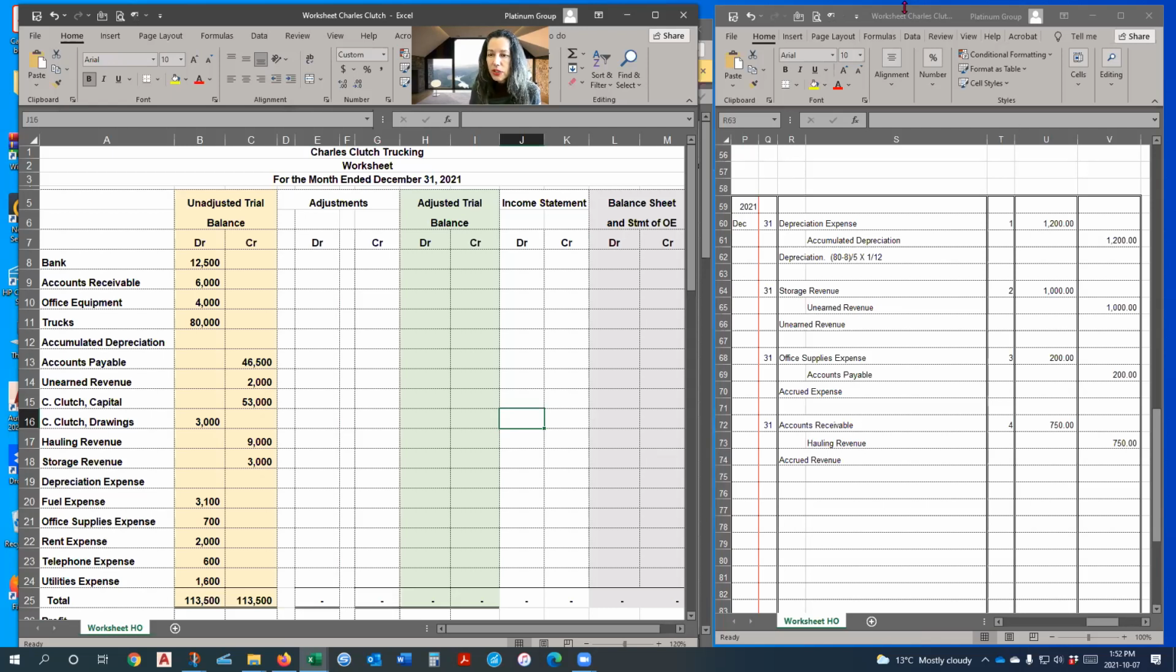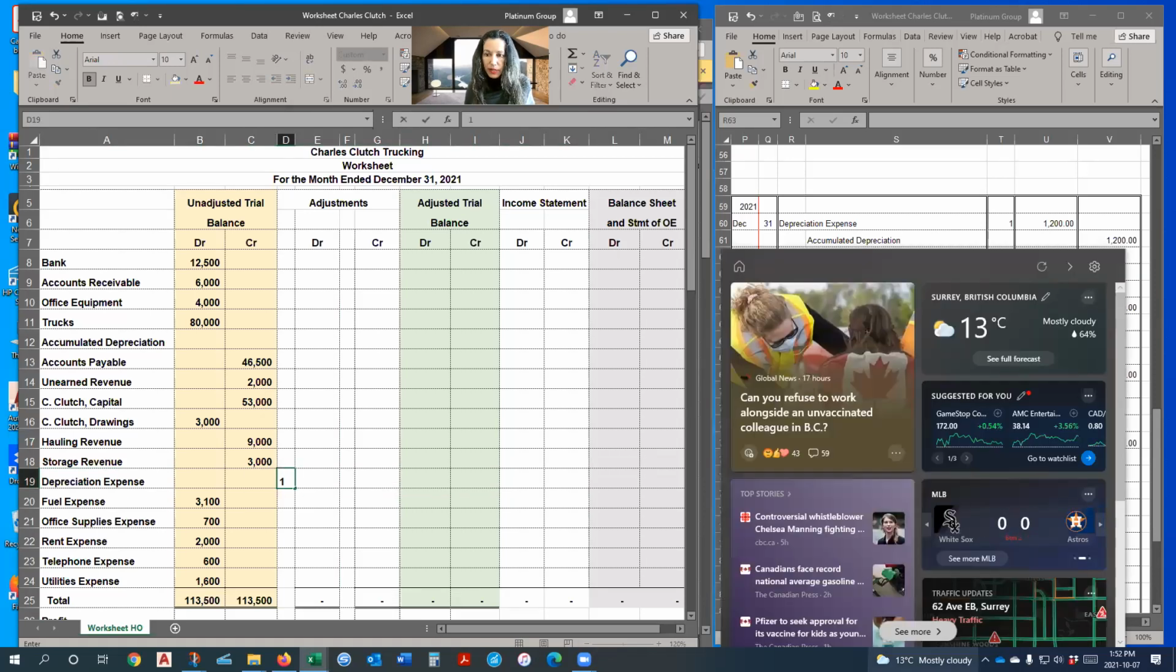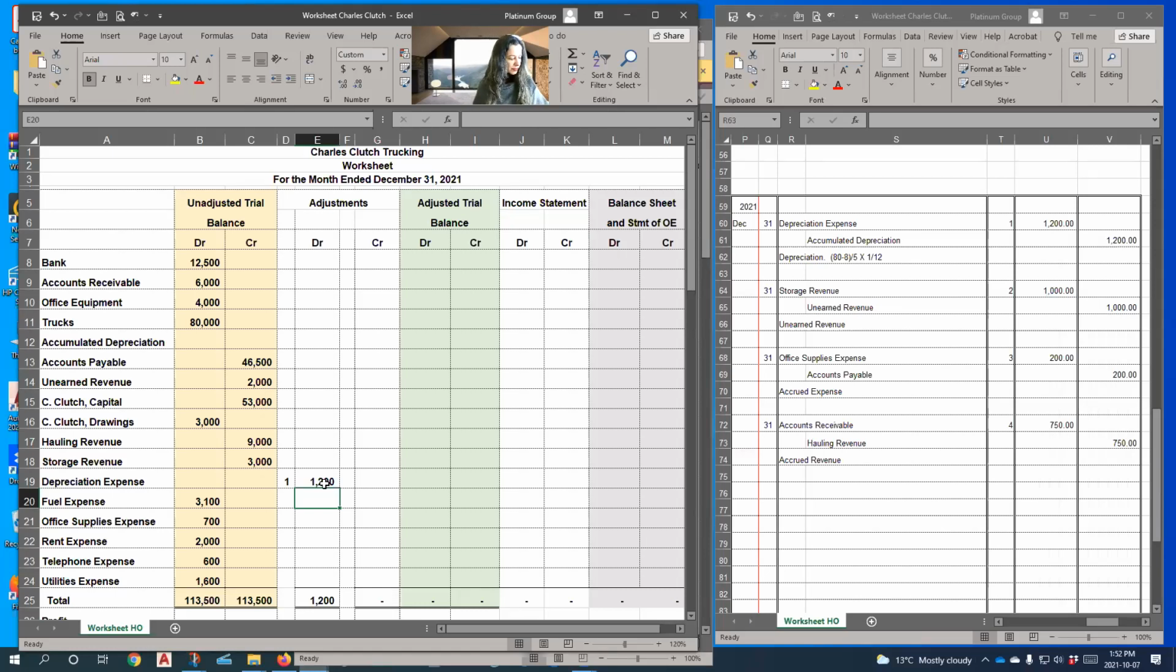Okay, so let's enter in our adjustments into our worksheet. And our first is a debit to depreciation expense. And let's call this entry number 1. So if I go to our row 19 is for a depreciation expense. So in column D, I'll write a 1 because it's the first journal entry. And then column E, $1,200. We've got a debit. So in the adjustments debit column, let's put $1,200.